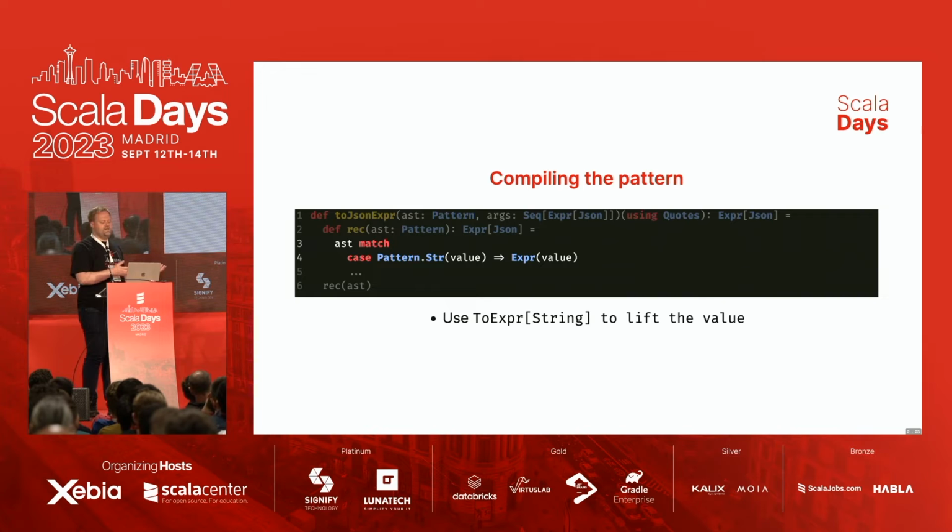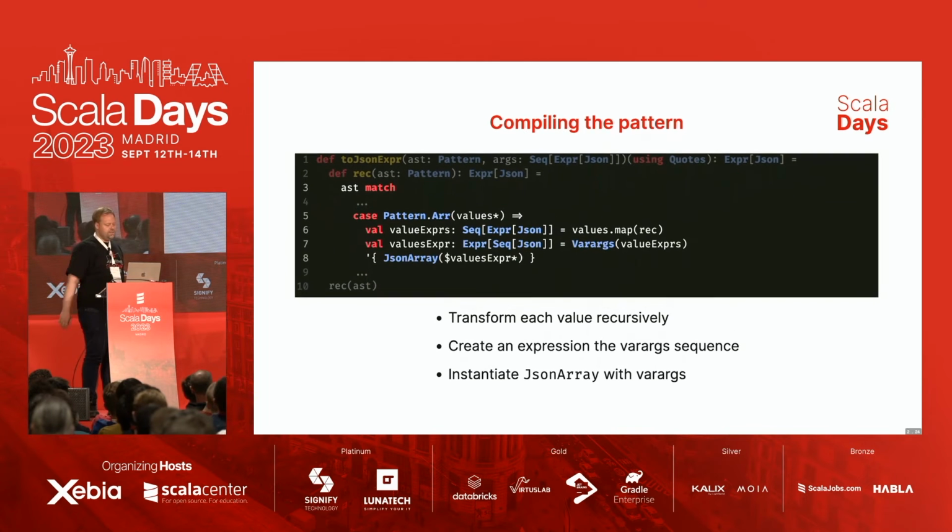If we have a string, then we can take the value of the string and lift it into an expression using the toExpr type class. If we have an array pattern, then we can recursively lift each pattern in the array, and then we can use the varargs again, but this time to take the sequence of expressions into an expression of sequence that we can use to splice into the array constructor, and we're going to unpack those values as varargs.